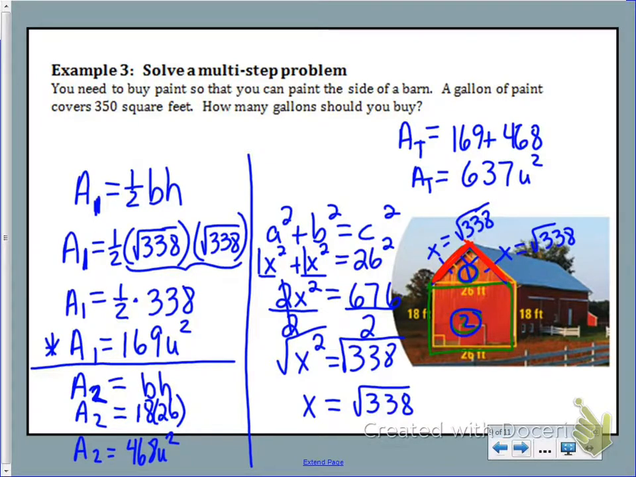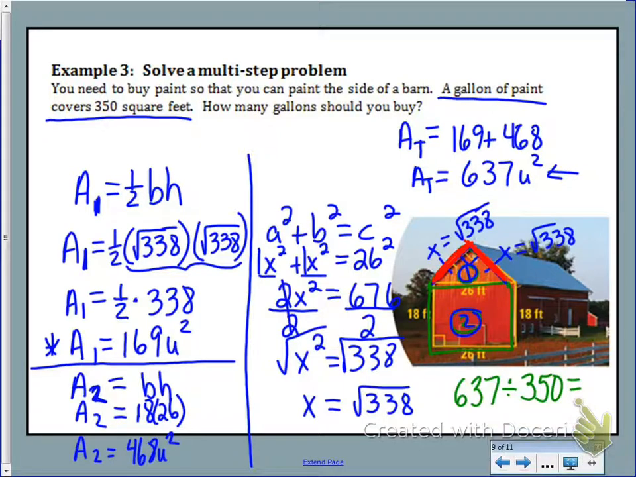I'm almost done. I still need to decide how much paint I need. Since each gallon of paint covers 350 square feet, and I have 637 square feet, I'm going to calculate that by doing 637, the amount of square feet I need to cover, divided by 350, the amount covered by 1 gallon, and we get an answer of about 1.82. Since I can't go to the store and purchase 1.82 gallons, I need to round up and say that I need 2 gallons of paint.